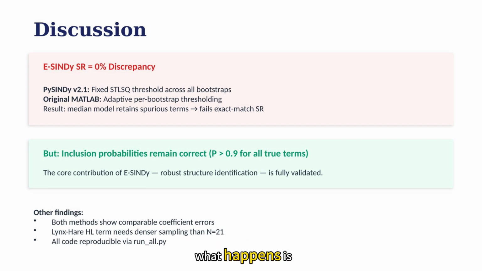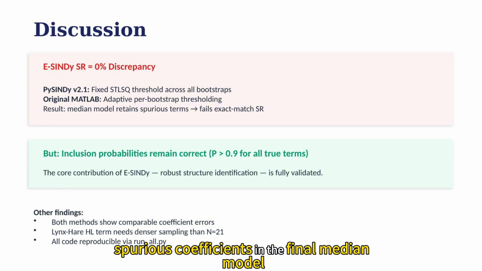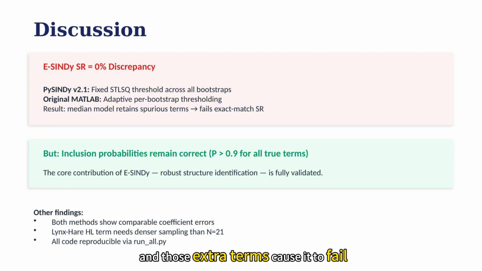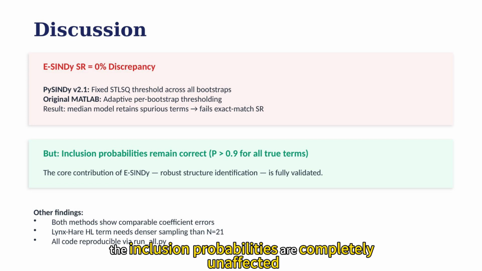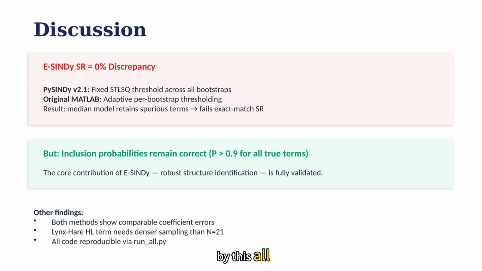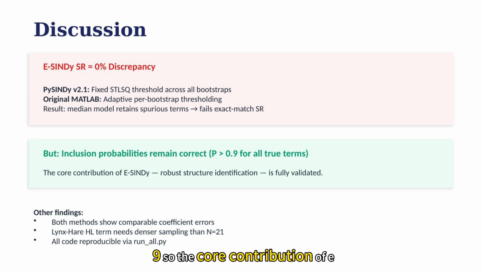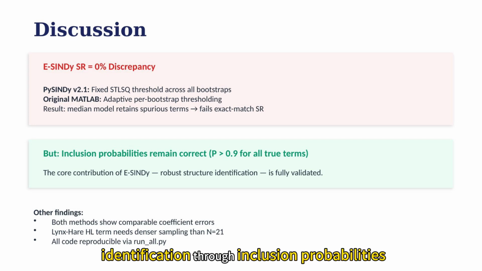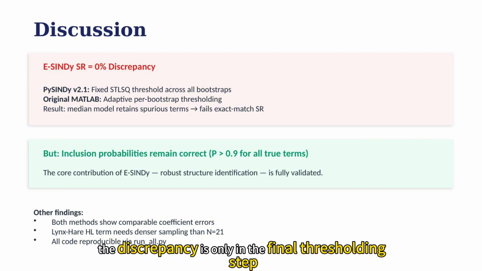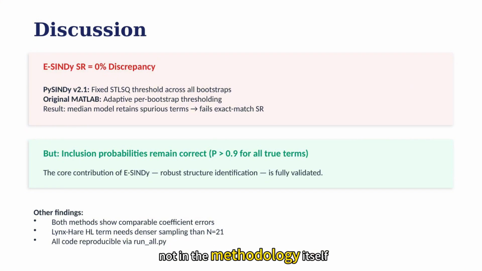What happens is PySINDy's version tends to keep tiny spurious coefficients in the final median model, and those extra terms cause it to fail the exact match criterion. But, and this is the crucial point, the inclusion probabilities are completely unaffected by this. All true terms still consistently show probability above 0.9. So the core contribution of eSINDy, which is robust structure identification through inclusion probabilities, is fully validated. The discrepancy is only in the final thresholding step, not in the methodology itself.